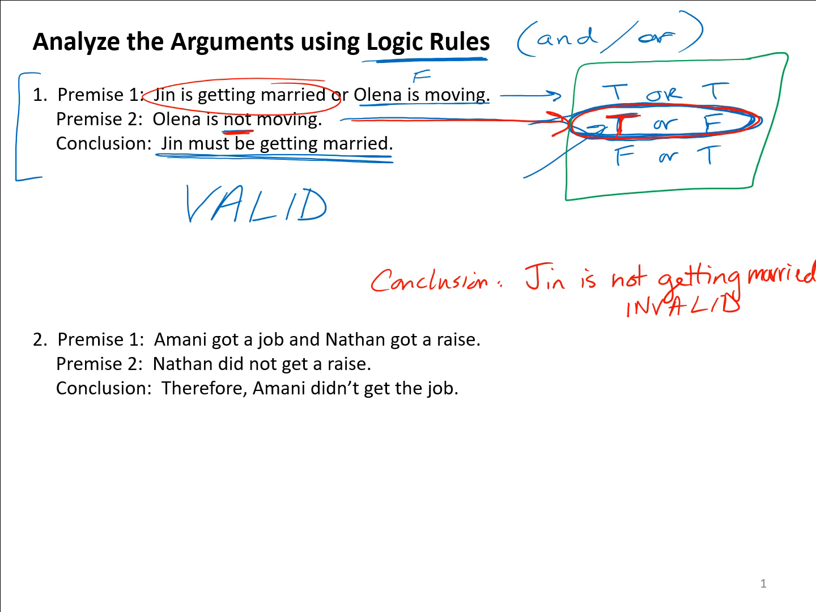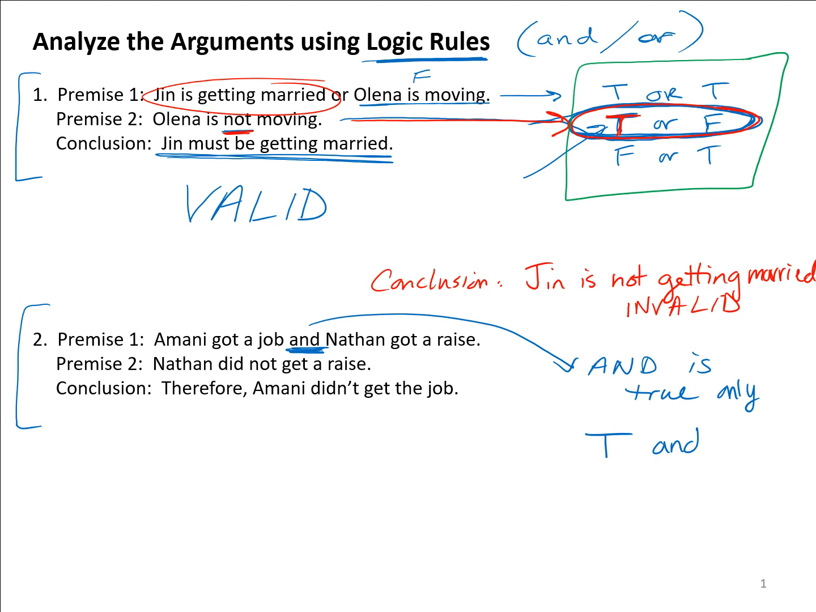Let's look at the second example on this slide. Premise 1, Amina got a job and Nathan got a raise. All right. So when we think about this statement, we've got an and. There's only one situation where you could have a true statement with an and. The only way that and is true is when you have a true statement and another true statement. This is the only way this can be true.